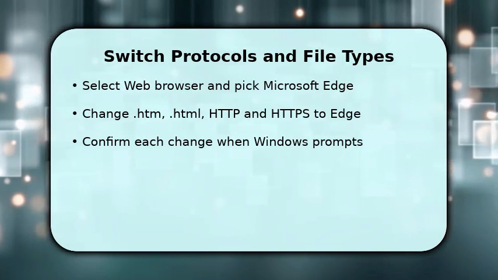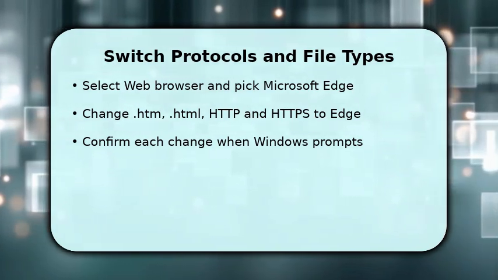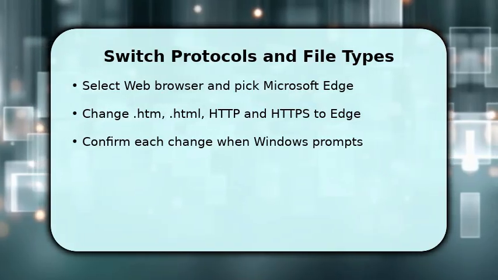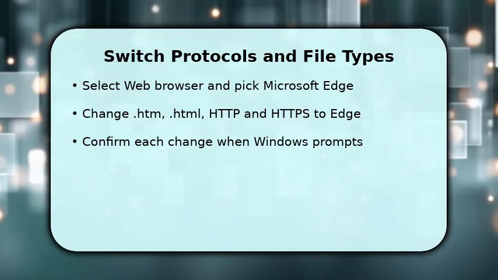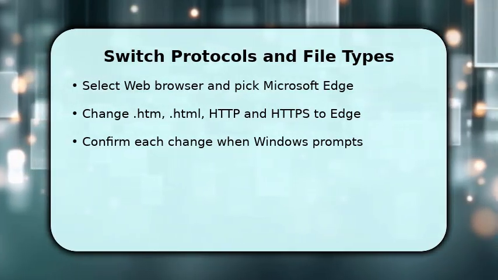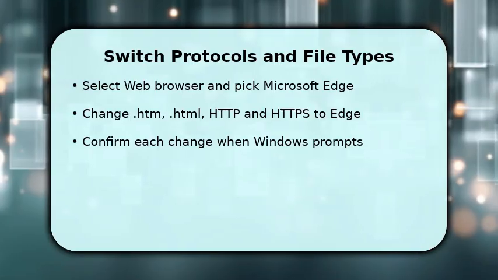In Default Apps, scroll to Web Browser, click the current app and choose Microsoft Edge. Then click Choose Defaults by File Type or by Protocol and change HTML, HTTP, and HTTPS to Edge so links open correctly.